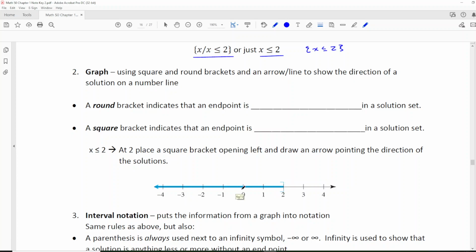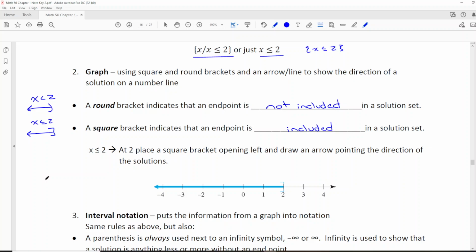But if I want to show it's less than or equal to, I use a different bracket than if it's just less than. So a round bracket indicates that the endpoint is not in the solution set, whereas a square bracket indicates that the endpoint is in the solution set. I can't remember what I wanted in that fill in the blank there, but this will work. It doesn't really matter. The biggest difference is that if it was x is less than 2, you would do a round bracket to the left. And if it's x is less than or equal to 2, we do a square bracket to the left.